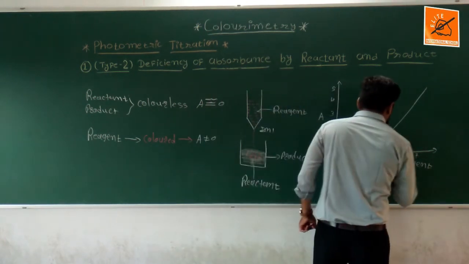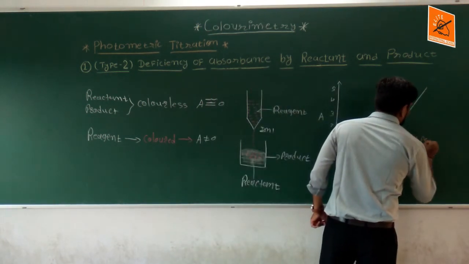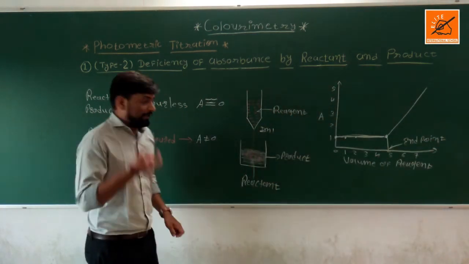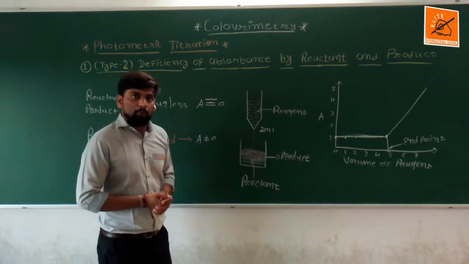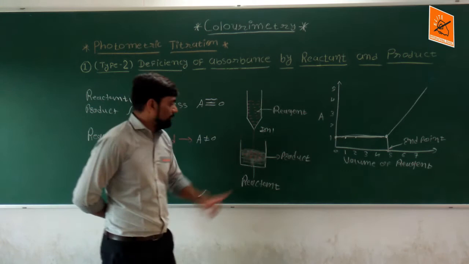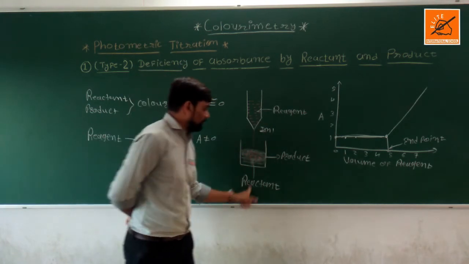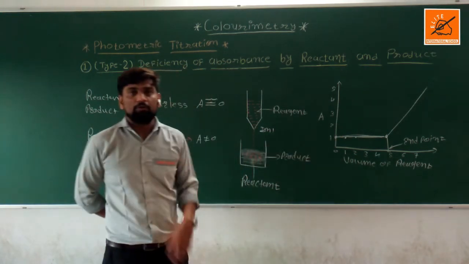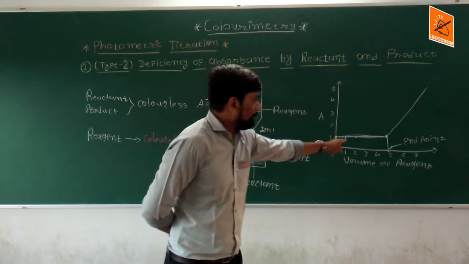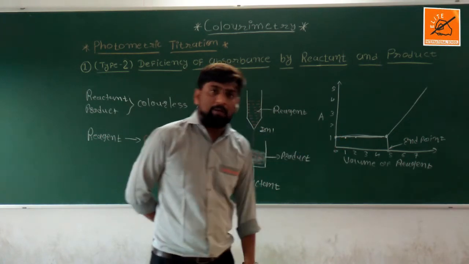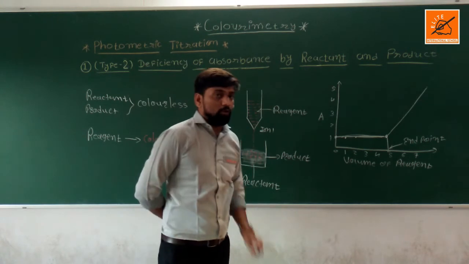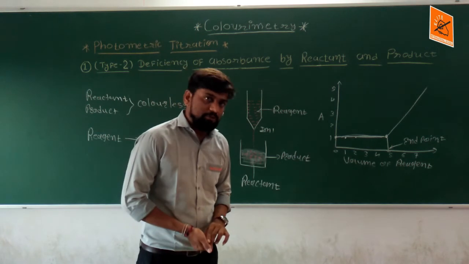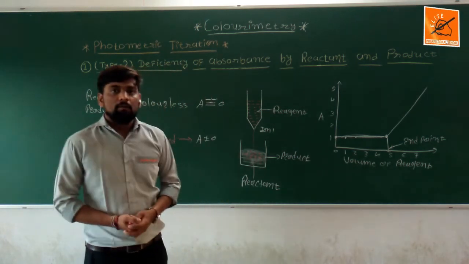So this is the end point. It means that much amount of reagent is required to convert all the reactant into the product. Here 5 ml of reagent is required to convert the reactant into the product. So this end point is used to determine the concentration or volume of the reagent. This shape of graph is obtained when the reactant and product are colorless. This is the type 2 graph.